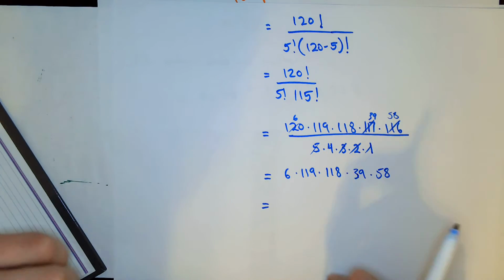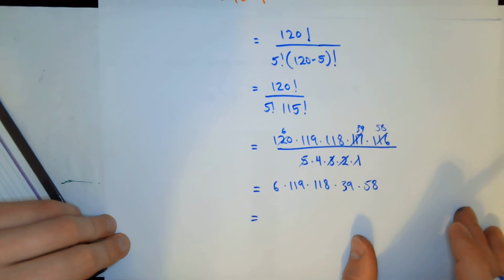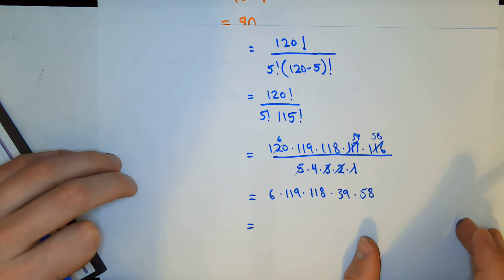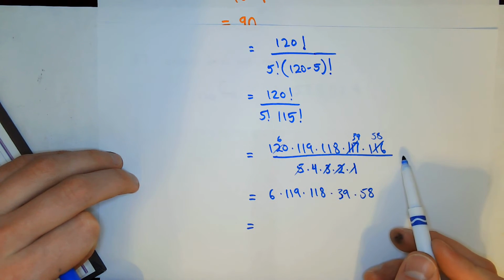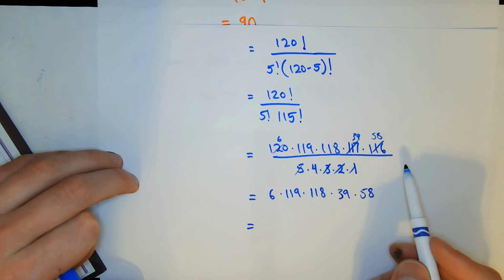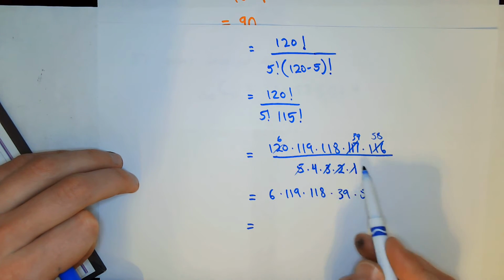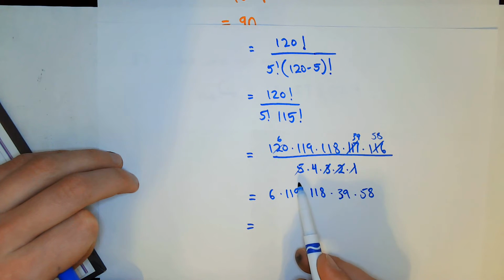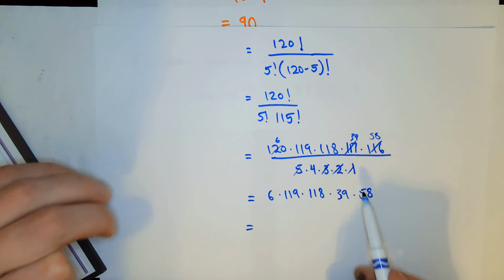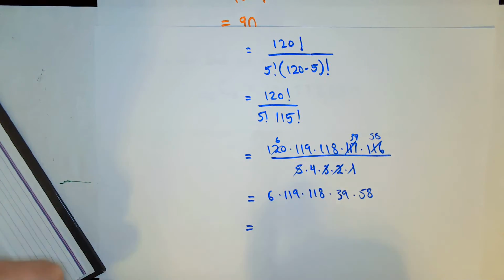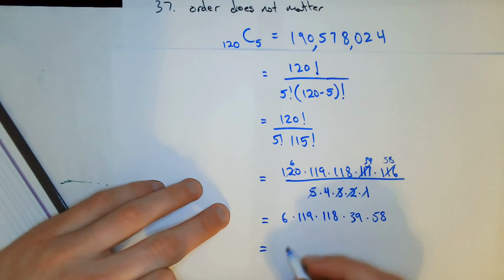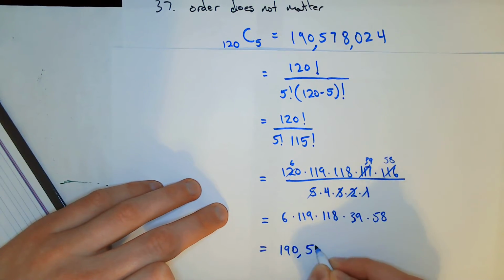You don't have to go that far with the simplification. As long as you can get to this point, you can just pop all that into the calculator, hit equals, and then divide by this, whatever this is, 5 times 4 times 3 times 2 times 1. And this, by the way, would equal the same thing, 190,578,024.